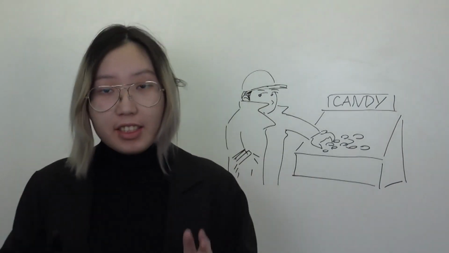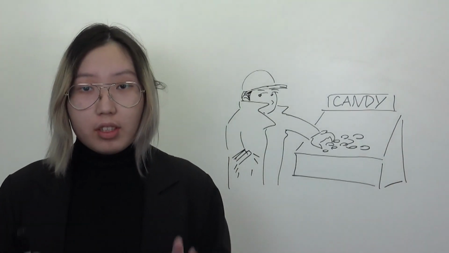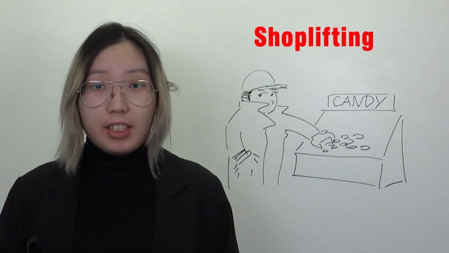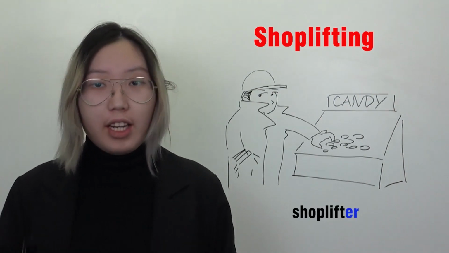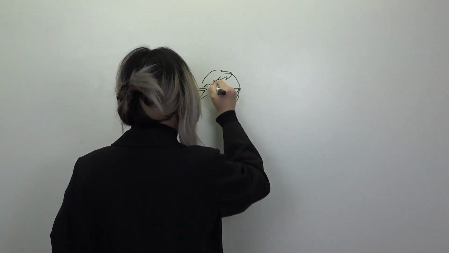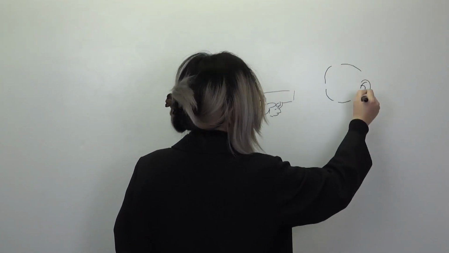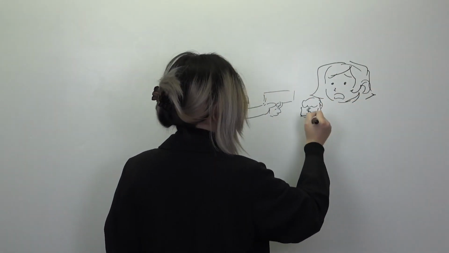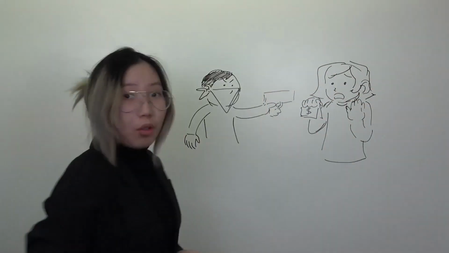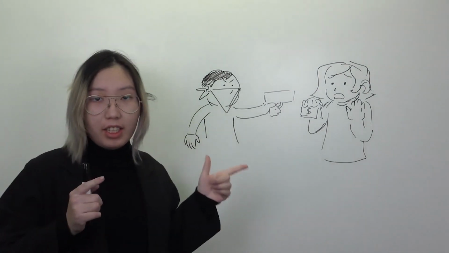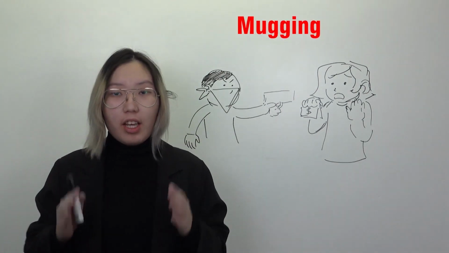If you are stealing something from a shop, it is called a shoplifting. If you are committing a shoplifting, you are a shoplifter. When he wants to steal her money and he has a gun, he is committing a mugging.